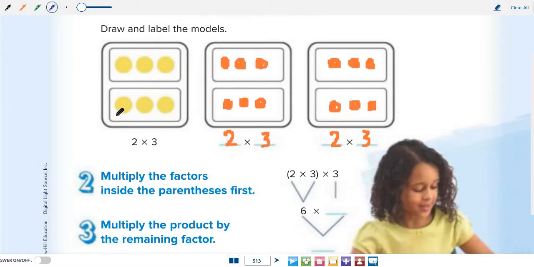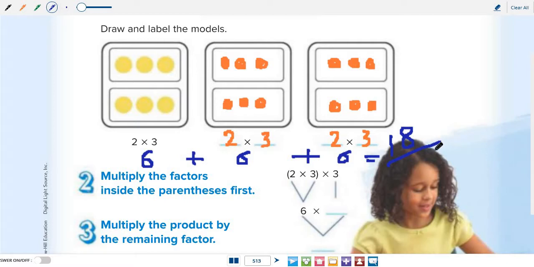Now let's see how many counters we have in all. Here we have 6 because 2 times 3 equals 6. Here we have 6 again, and here we have 6. So 6 plus 6 equals 12, and 12 plus 6 equals 18. So we have 18 counters in all.